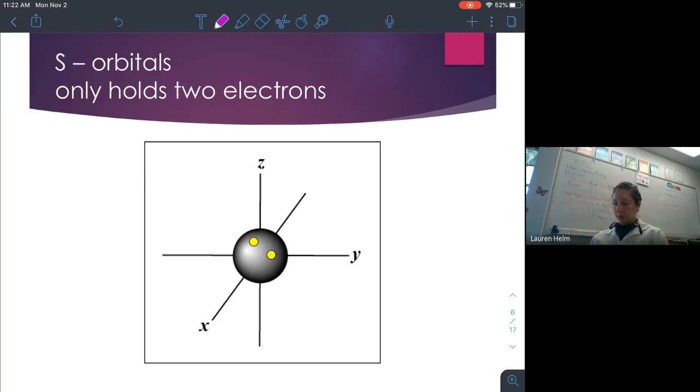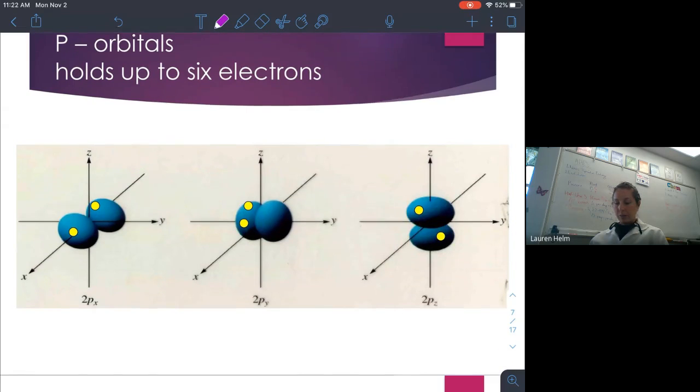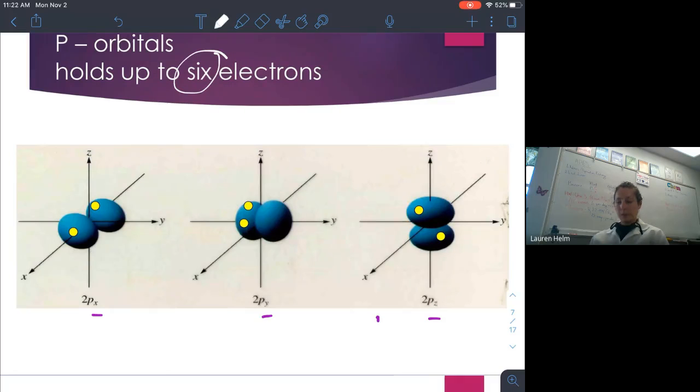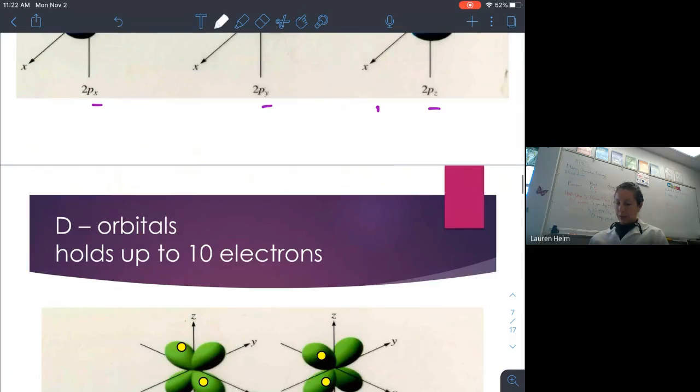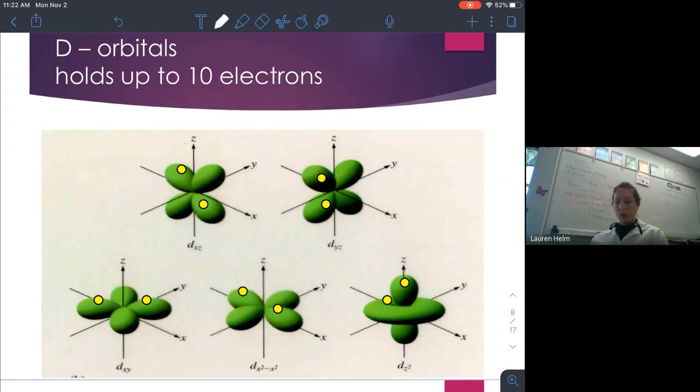So here's the S sublevel. We can have 2 electrons traveling in it at any given time. The P sublevel, X, Y, and Z orientation, 2 electrons in each one. And so that gives us a total of up to 6 electrons. The d orbitals in the d sublevel, again, 2 per, so that's up to 10 electrons.